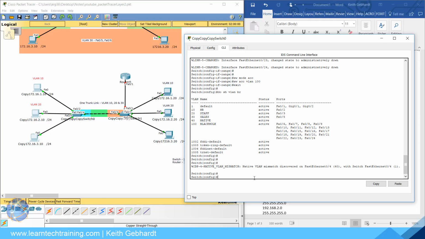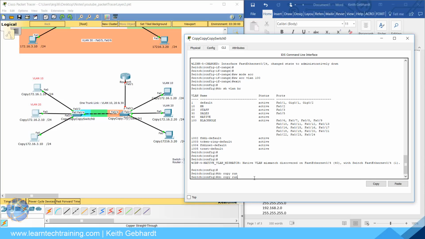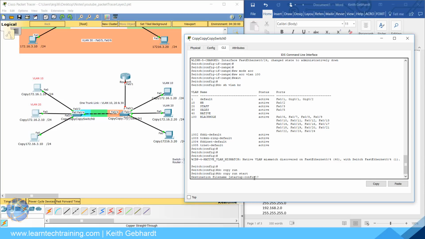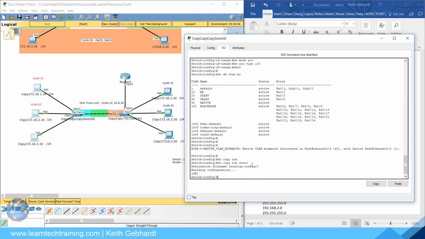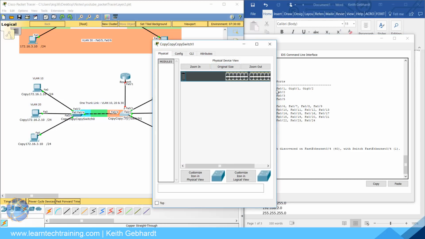So this switch right now is good. Let's do a copy running-config startup-config. Okay, that's saving our running configuration to our startup configuration. That's how you save it. Let's go to the other switch over here.